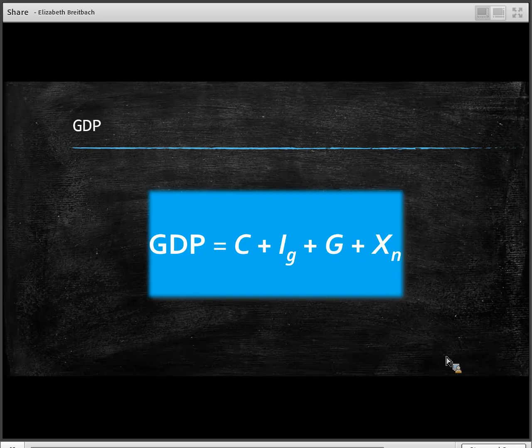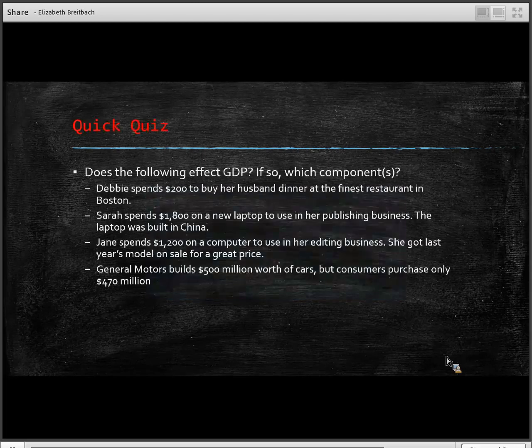That's what we're going to use as our measure of GDP. So let's go through an example of a few different items of GDP and talk about which components they're going to fall into. So I'm going to let you work on these and then we'll talk about them together. So pause, work on these four, and then we'll start up. So hopefully you've taken some time to think about these four items.